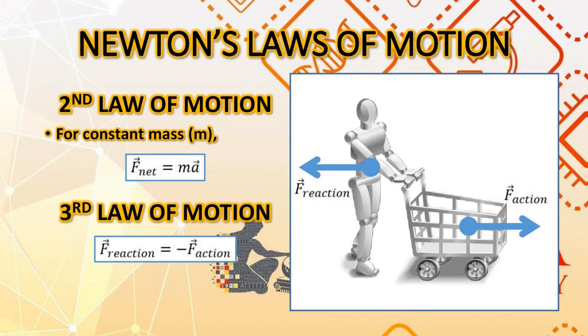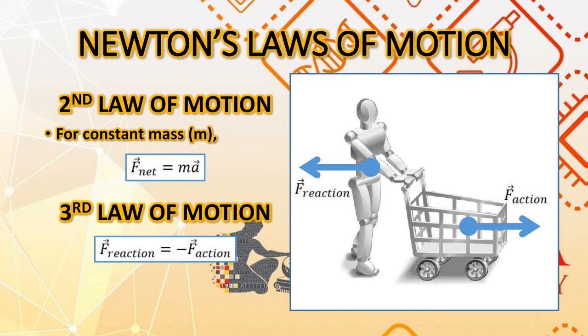Next, we have the second law of motion. If the first law of motion implies that there is a relationship between the net force and the acceleration experienced by the object, the second law of motion gives us the relationship between the two values.